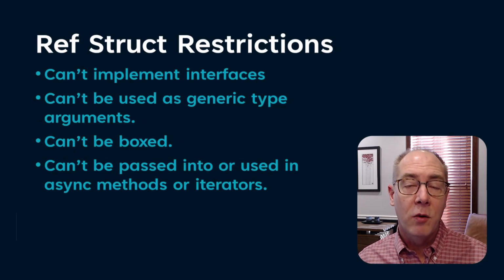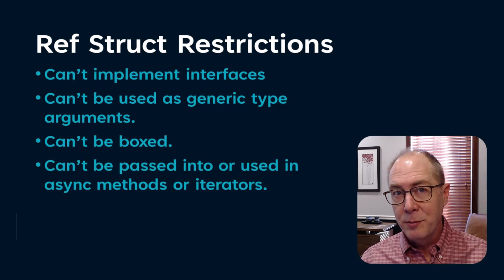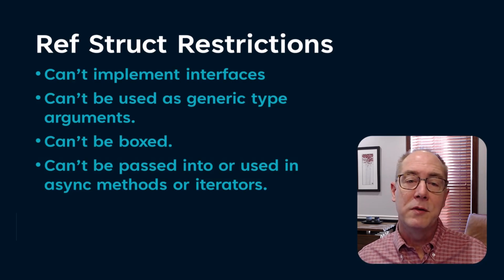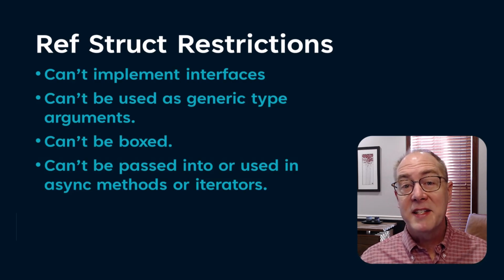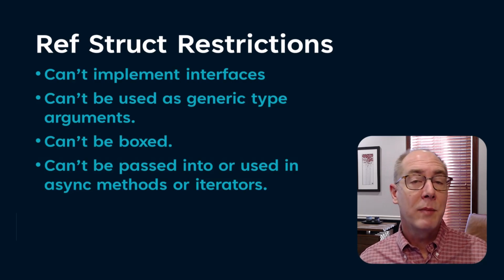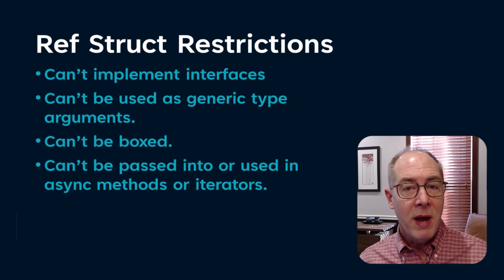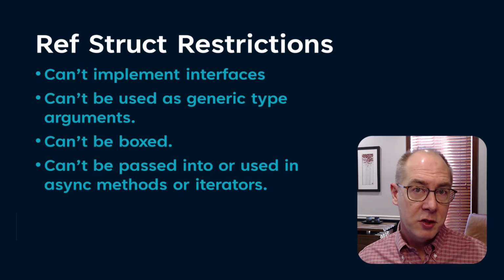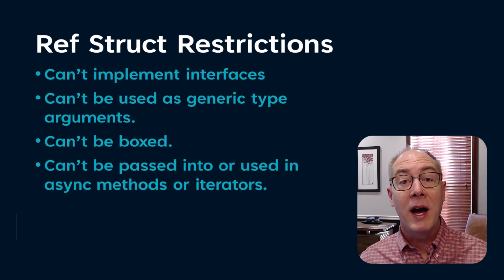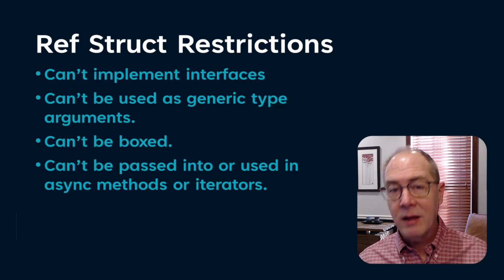It's a struct that can only live on the stack, and there are several constraints on this type. It can't implement interfaces, it can't be used as generic type arguments, it can't be boxed, it can't be passed into or used in async methods or iterators. So spans are backwards compatible with versions prior to Core 2.1, but you do need C# 7.2 or higher to compile them. Which is why there's actually two different types of spans. You'd never know it, well, because of compiler magic.